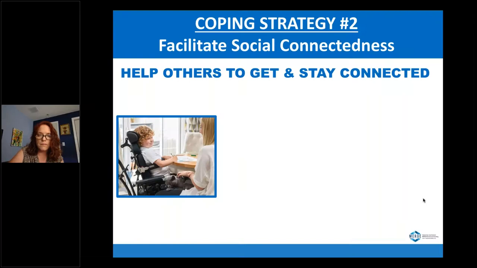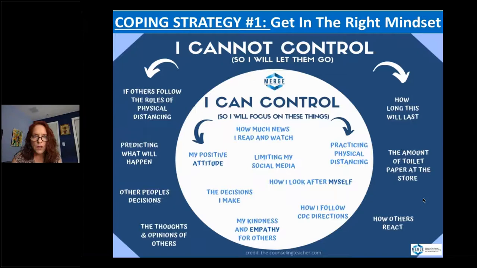All right. And we've talked about things we can and cannot control. And on the outside blue area of the slide, you see the things you can't control. So we're going to let them go, right? So you can't control other people's decisions or how they react, or whether they're going to wear a mask or not, how long this will last, the amount of toilet paper at the store. We can't control those things. But we want to be focusing on what we can control.